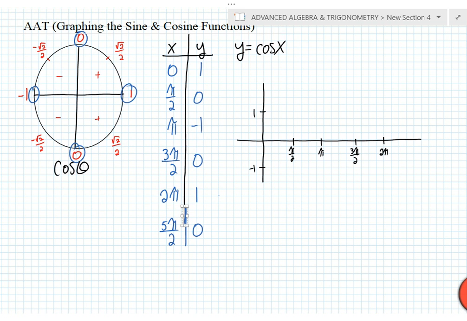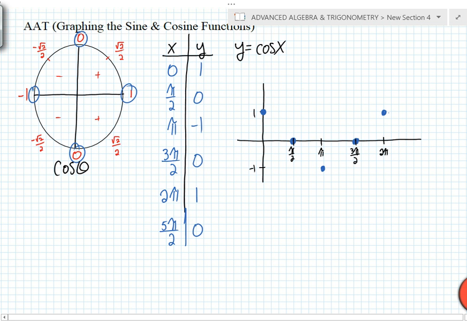Now, if we go through and we graph these values, the first coordinate would be 0, 1. So I'm going to graph that. And then if I graph pi over 2, 0, and then I graph, excuse me, I skipped one, pi, -1. And then I graph 3 pi over 2, 0, and then 2 pi, 1.